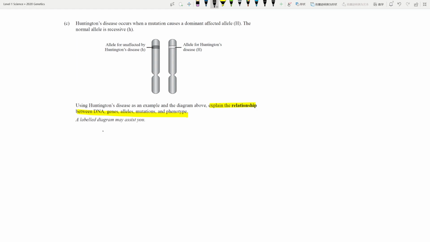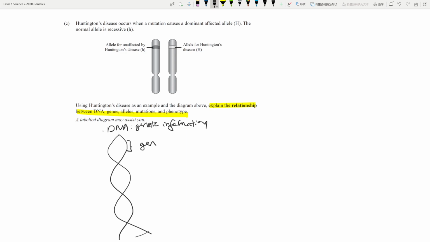So DNA, think about this. If we use a diagram, this is your DNA double helix structure, and your DNA contains your genetic information. This has all of your genetic information in the double strand of molecules, and a single small section, like I said, is known as a gene.